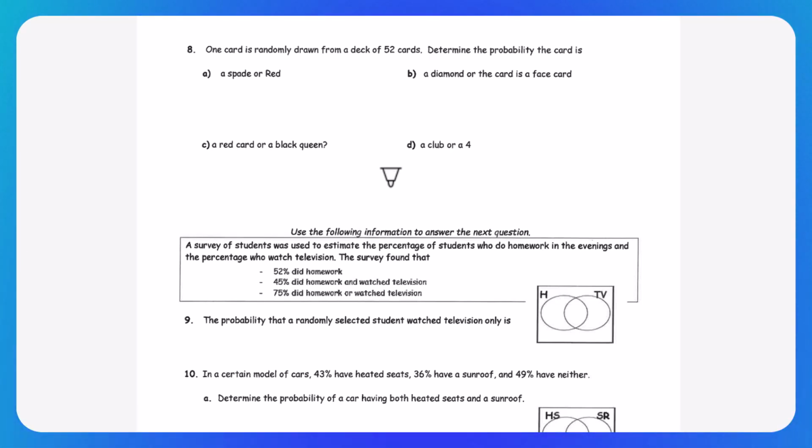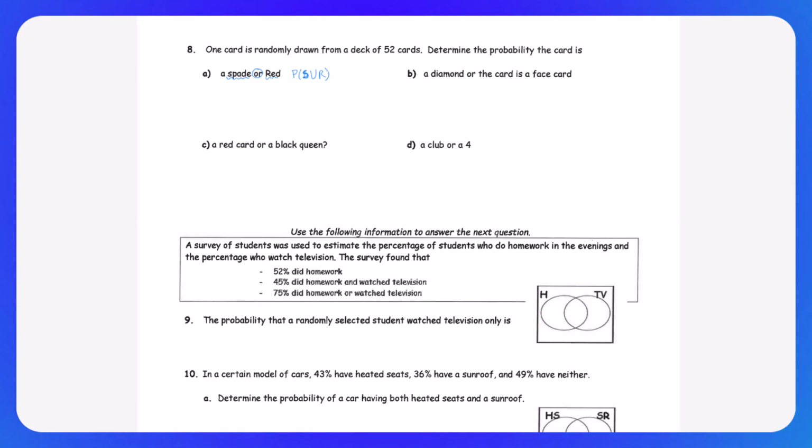So one card is randomly drawn from a deck of 52 cards, and it's asking us to determine the probability of these two events in each one. So for A, it's what is the probability that the card you draw is a spade or red? So what we're looking for is the probability of spade union red. We can write it like that.